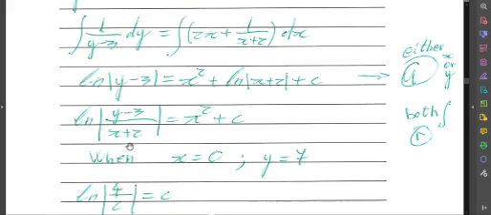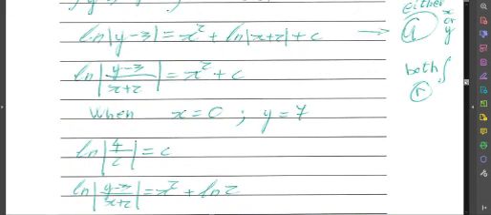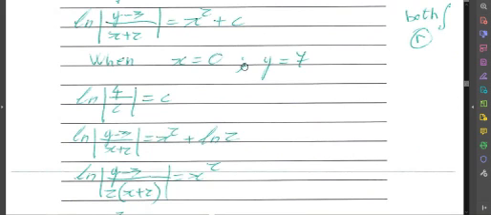And now when x equals 0, y equals 7. Yeah, so I've got a point with these coordinates. I substitute and find natural log of 4 over 2 equals c. Natural log of 2 is equal to c, therefore c is natural log of 2.